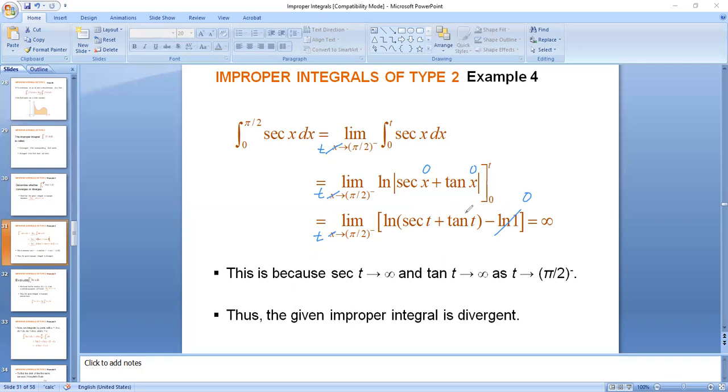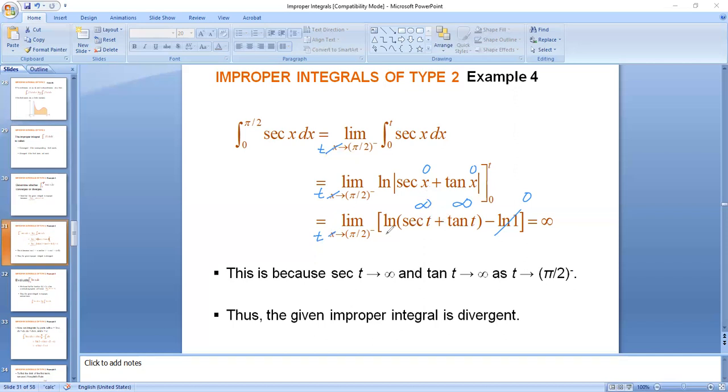What's the tangent of 90 degrees? Thank you to the one who answered. Infinity. The tangent of 90 degrees is infinity. What's the cosine of 90 degrees? It's 0. So if you have 0 here, 1 over 0 is infinite.